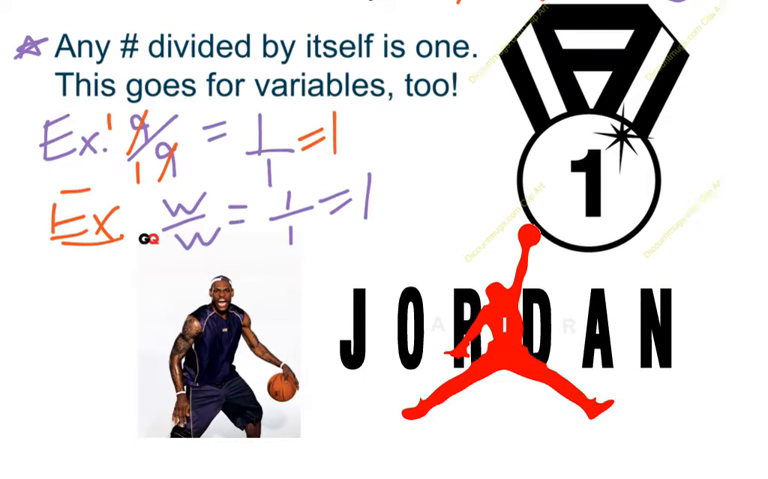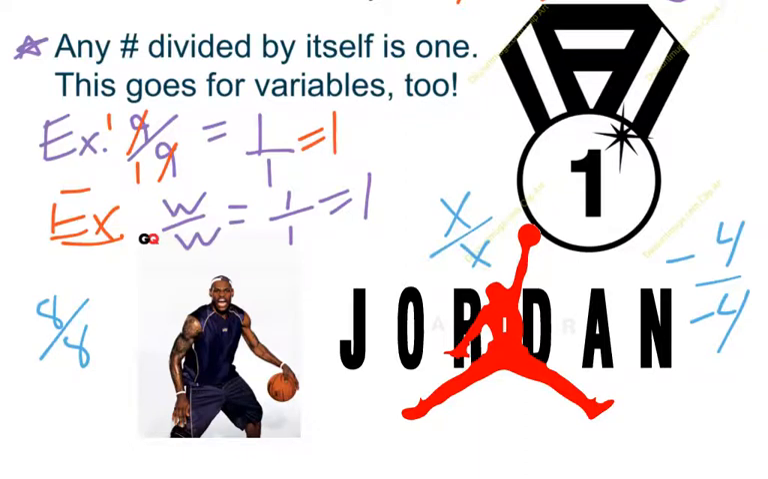Everybody can be number 1, as long as you write them over themselves. 8 can be number 1. 8 over 8. Negative 4 can be 1. Negative 4 over negative 4. So everybody can be 1, even x over x.